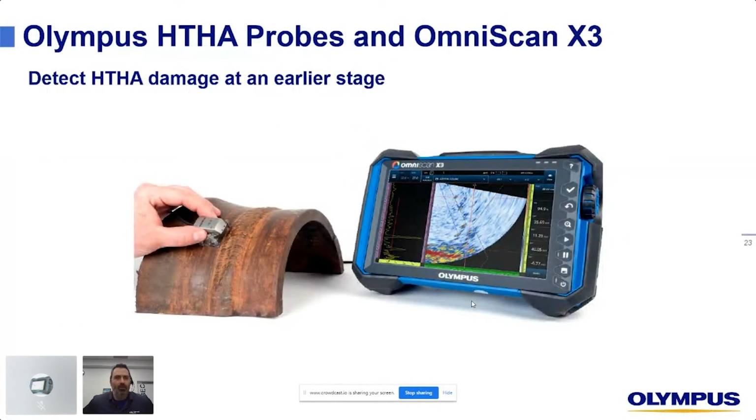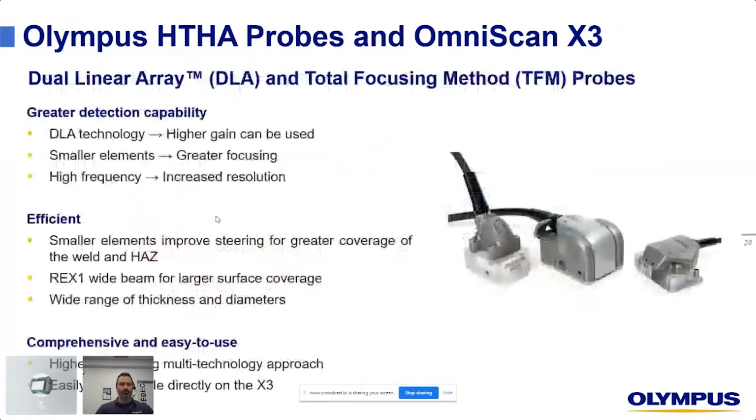So what do we bring to the table? A combination of the OmniScan X3 as well as a new line of 10 megahertz probes designed for the inspection of HTHA at its early stage, basically. Dual linear arrays and total focusing method probes. Of course, they can be used with phased array and TFM as well. If you use the 1D linear probe for pitch-catch, you can use phased array.